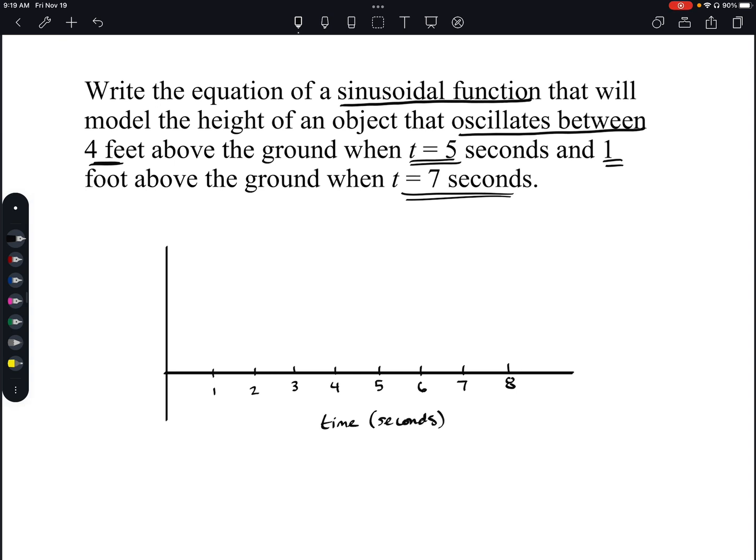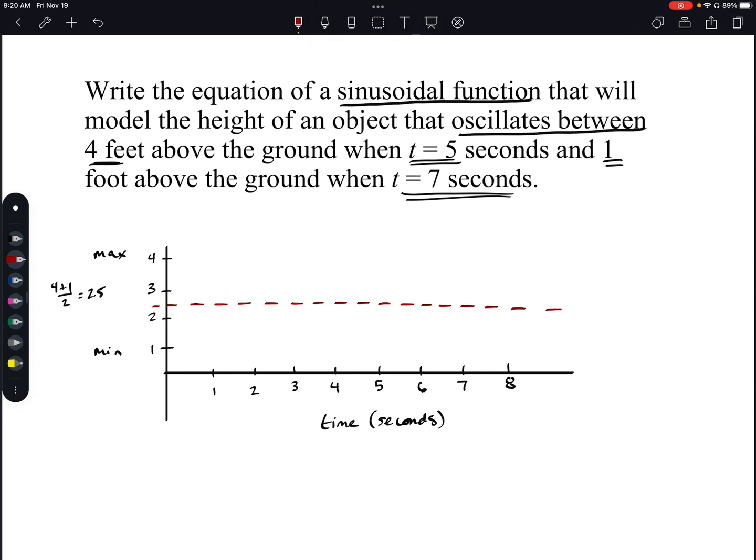And then it says that it's oscillating between 1 foot and 4 feet. So there's 1, there's 2, there's 3, there's 4. So we know that this is the max, this is the minimum. So to find our midline, we can average those, right? We'd say 4 plus 1 divided by 2 would be 5 over 2, or 2.5. So that is exactly where our midline is going to be. So we can sketch in our midline.